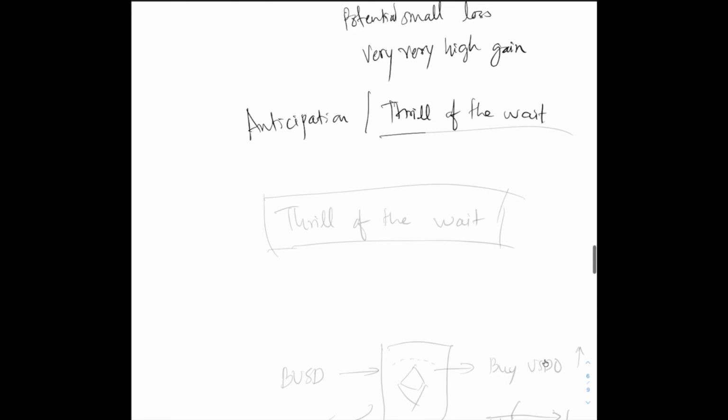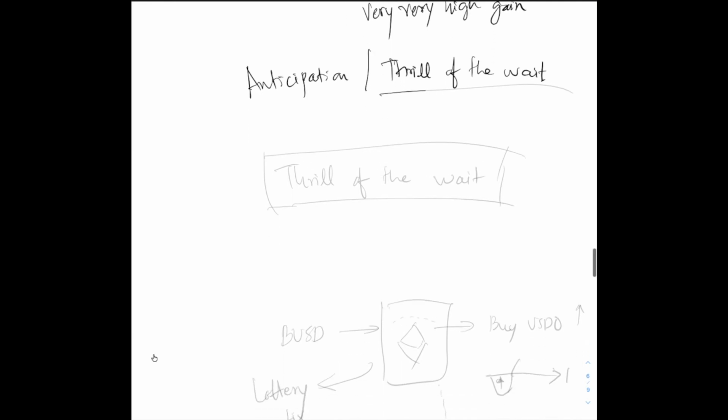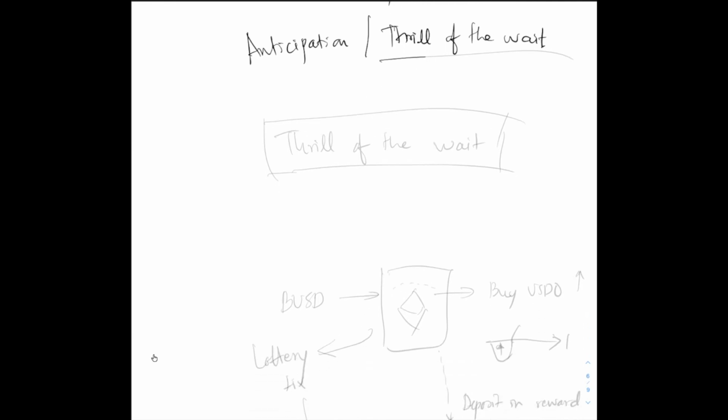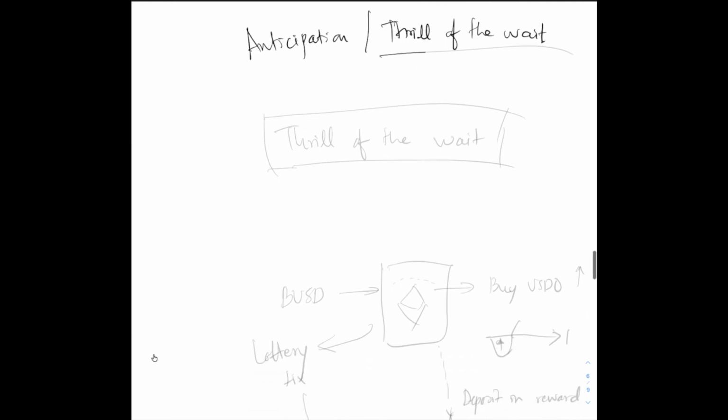That's why people gamble. People gamble not because they think they are going to win each time. The reason why people gamble is because they enjoy the act of gambling. The ticket itself gives them enjoyment. It allows them to anticipate something.